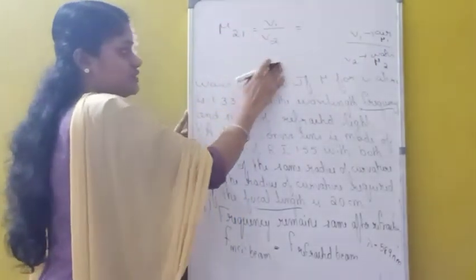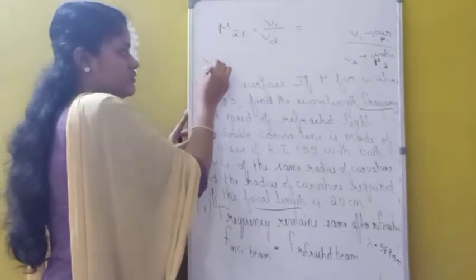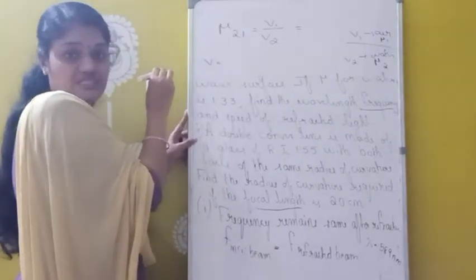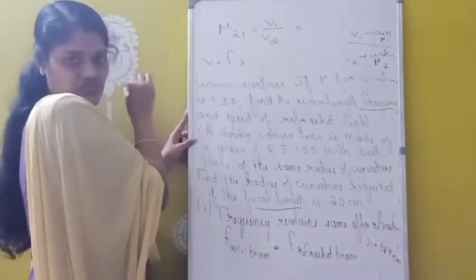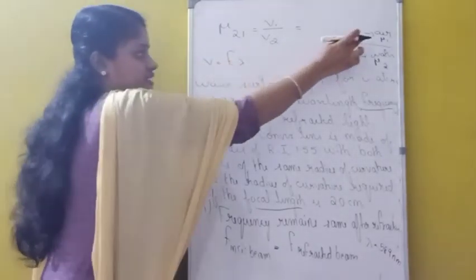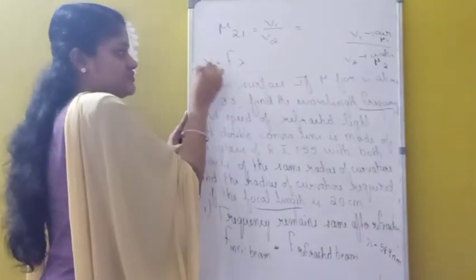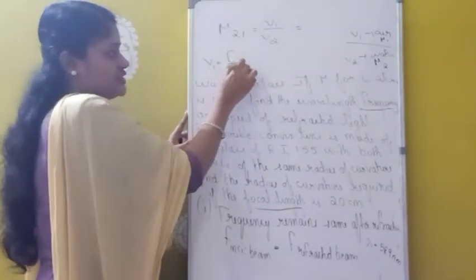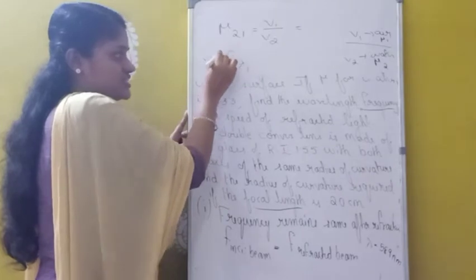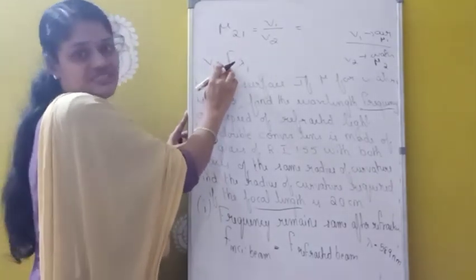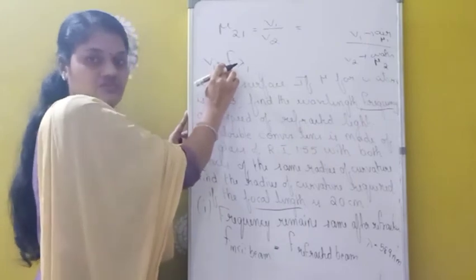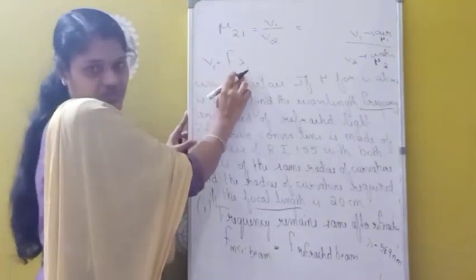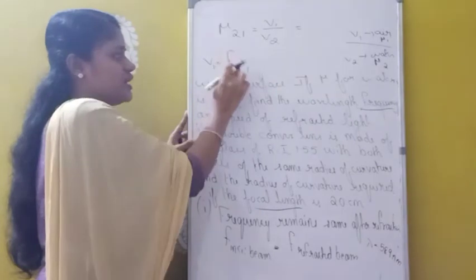But we have another formula. In terms of frequency and wavelength, V equals F lambda. Suppose in the first medium I take the velocity as V1, so V1 equals F into lambda 1. Why am I not changing F? Because the frequency remains the same. I told you in the case of refraction as well as reflection, there is no change in frequency. So I can write V1 as F lambda 1.